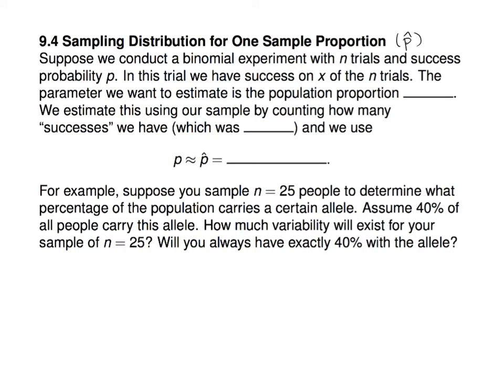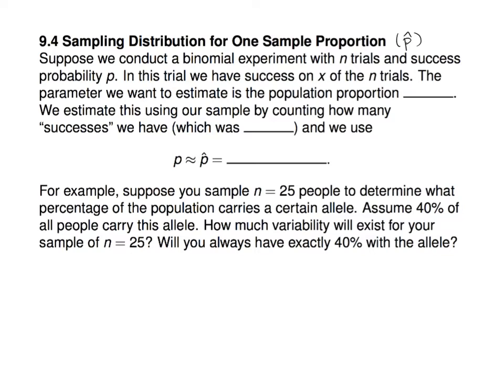So suppose we conduct a binomial experiment with n trials and success probability p. In this trial, we have successes on x of the n trials, and success might be that you have a sample and you want to figure out what proportion in that sample is female, and so success is being female.